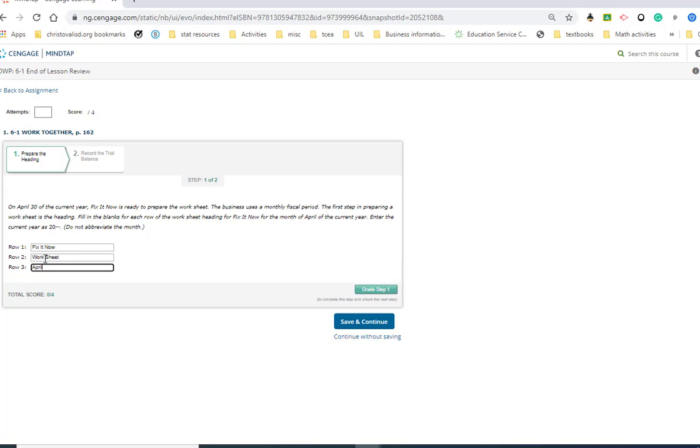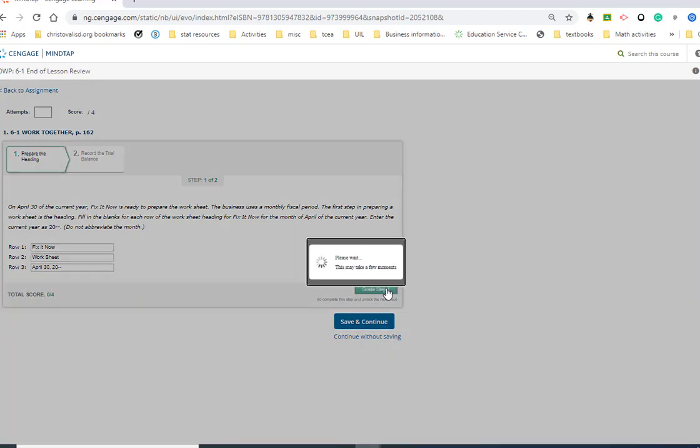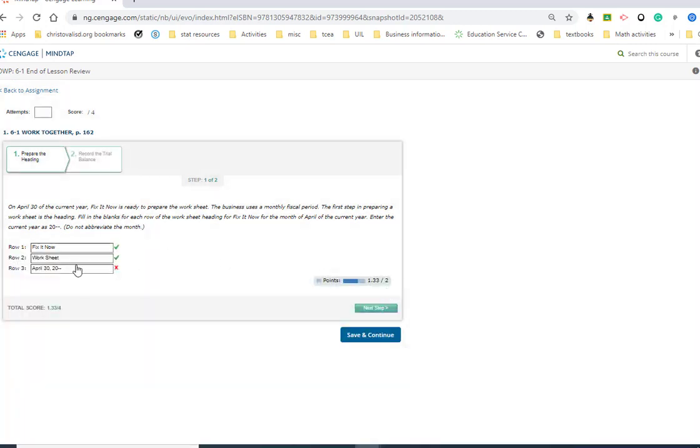And April has 30 days in that month. So the last day of April is 30, and 20 dash dash. Oops. Oh, I forgot to put for the month ending April 30th of 2020. So on your row 3, make sure you put it as for the month ending April 30th of 2020.